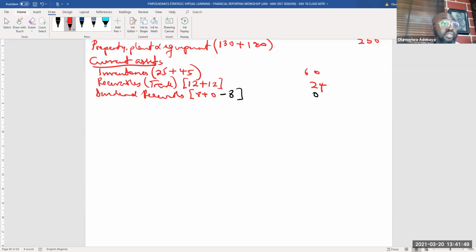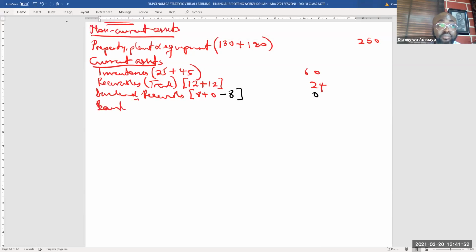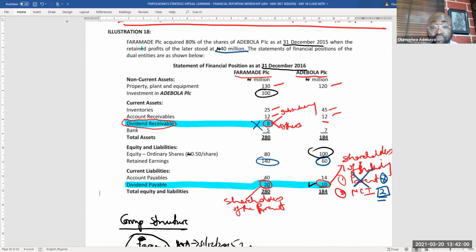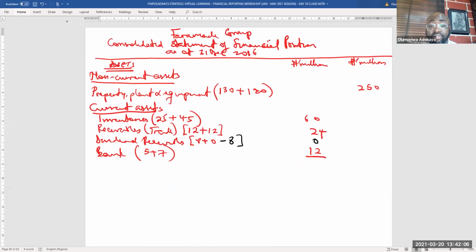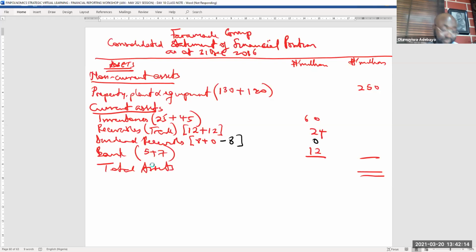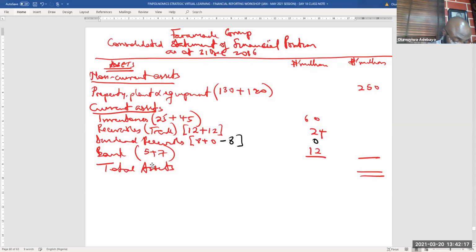Thereafter, I have my bank, which is 5 and 7, 12. Let me show you where bank is. 5 and 7. Now, can somebody put up a calculator to sum up this, so that we can determine our total assets? 96. Let me check. 60, 24 plus 12, 96. 96 plus 250 is 346.